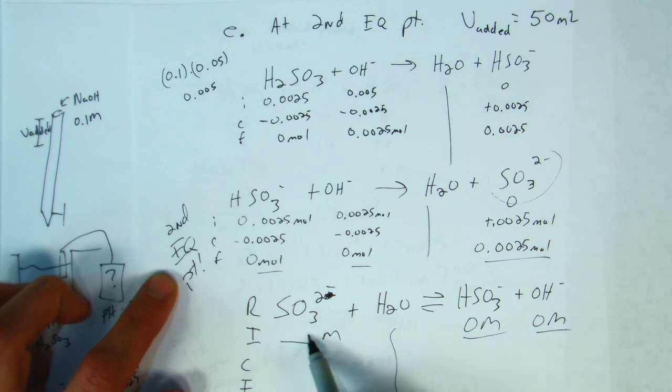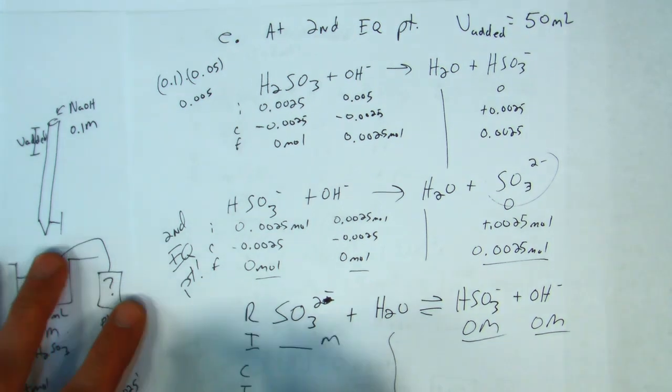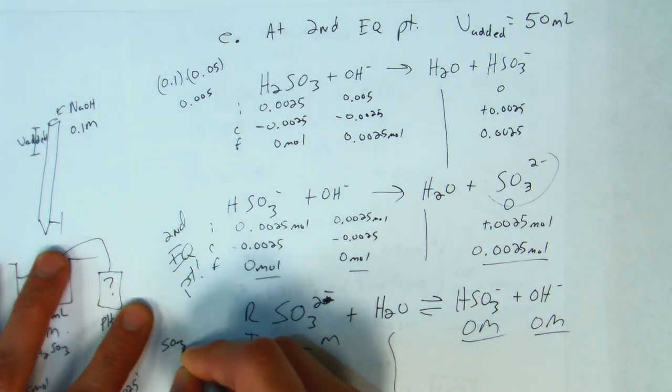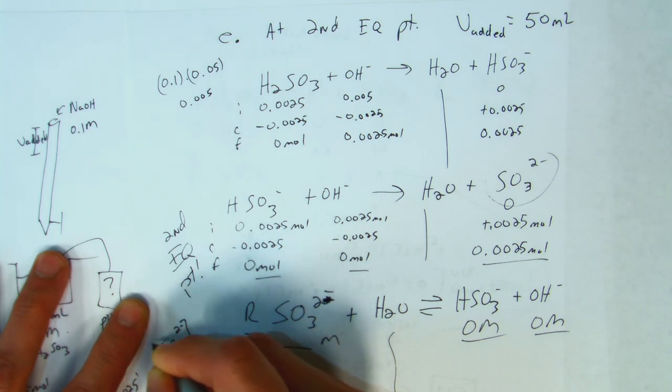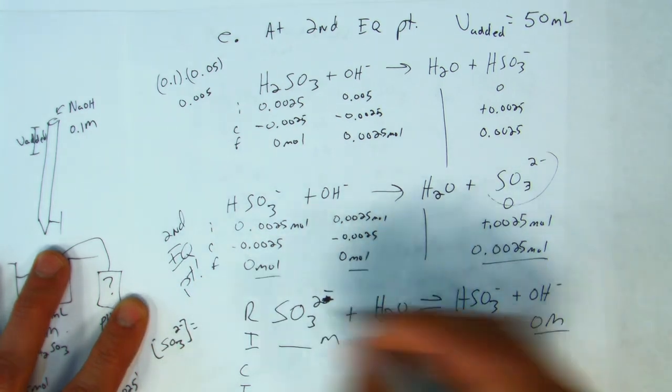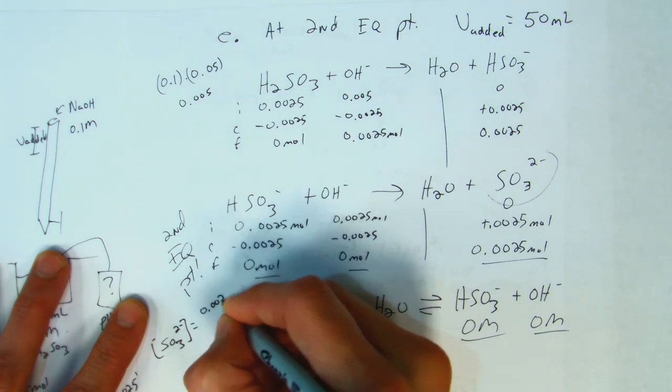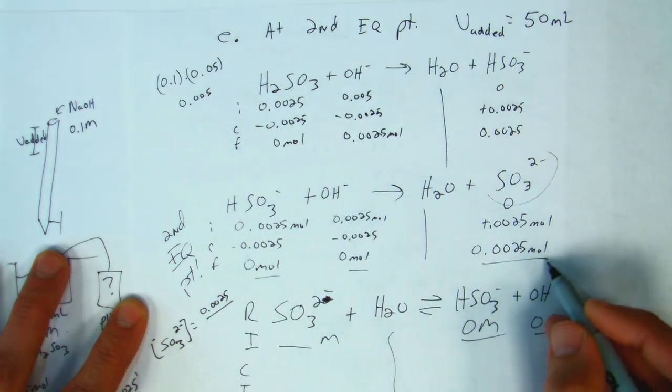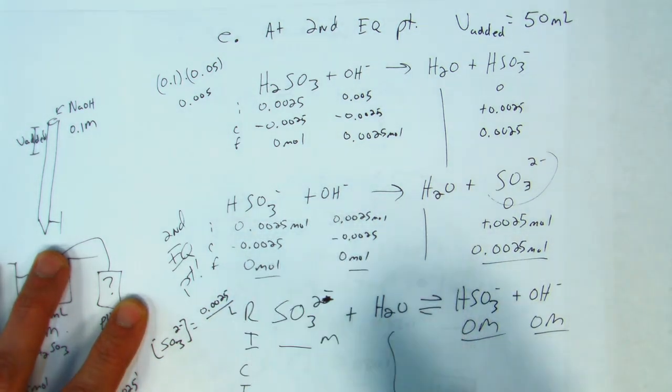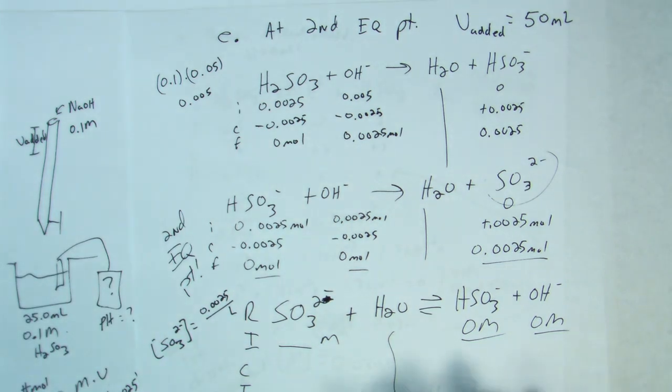You just have to figure out the molarities and work the problem. Alright, so if I was to ask what is the molarity of the sulfite here, we just need to figure out how many moles we've got. Well, that's 0.0025. Now I need to divide it by the liters of the volume. I've got to figure this out, okay?